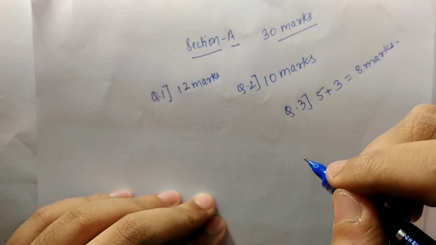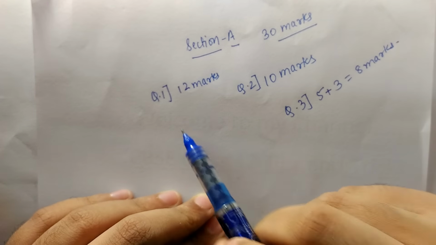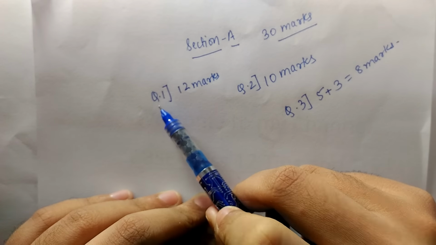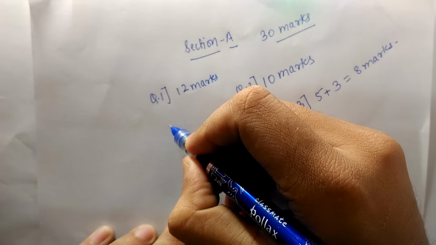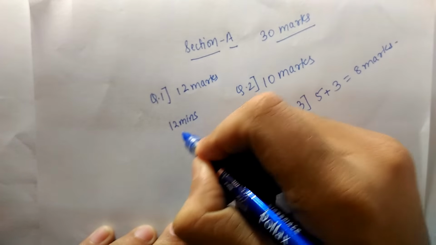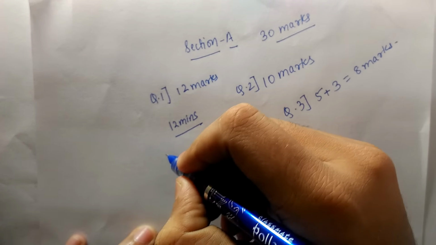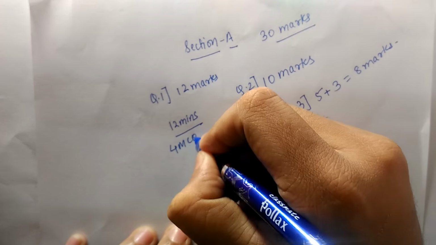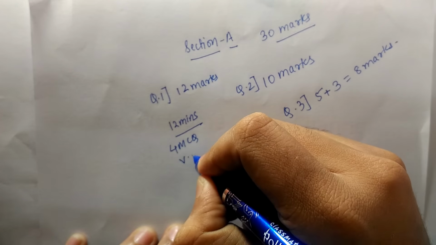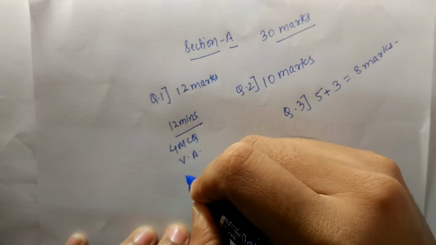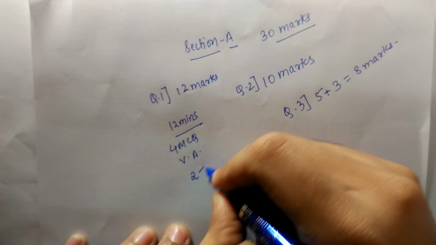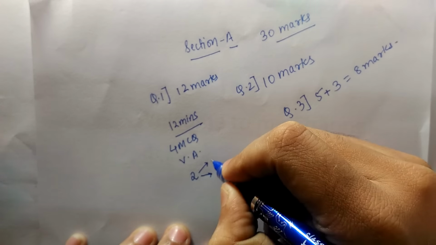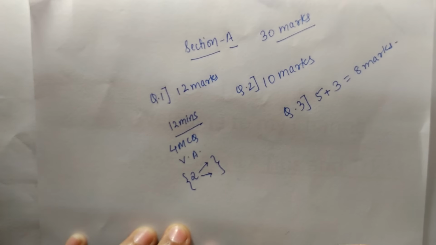Now let's speak about each question. Question 1 is a long unseen passage. Ideally, you should not spend more than 12 minutes on this question. It will ideally have 4 MCQ questions, then some very short answer type questions, and then you'll have 2 questions for finding the word. Now these 2 questions can be solved in the beginning of the question paper. How? Let's see.